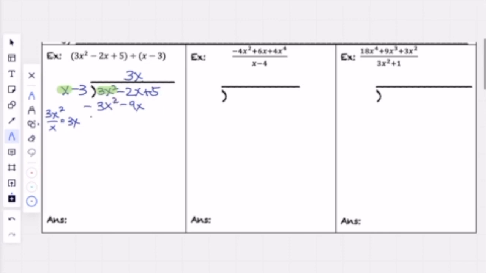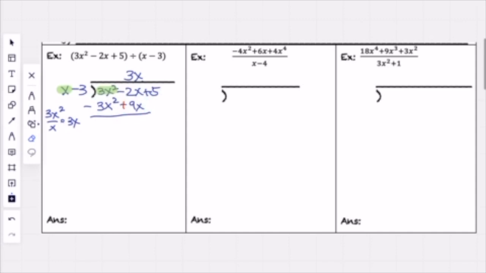Now we're going to subtract this whole thing, okay? And you can think about this as subtracting something in parentheses. Okay, so I'm going to distribute that negative through. And so when I do that, this 3x squared will be negative 3x squared, right? And this negative 9x will end up being positive. So I'm going to take away the parentheses here. And then we're just going to add this straight down.